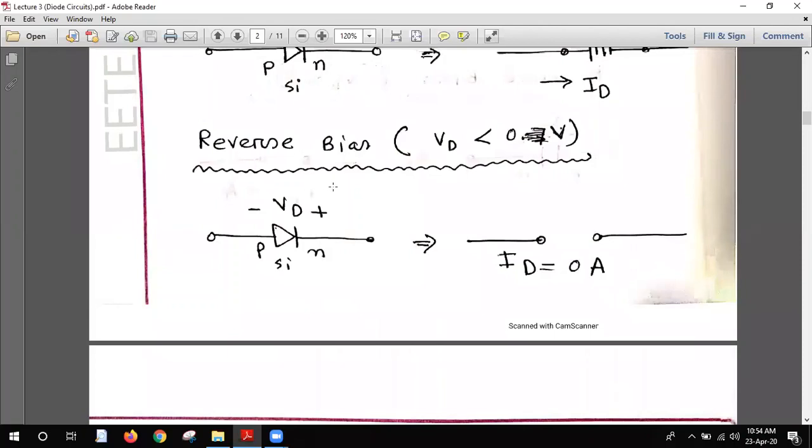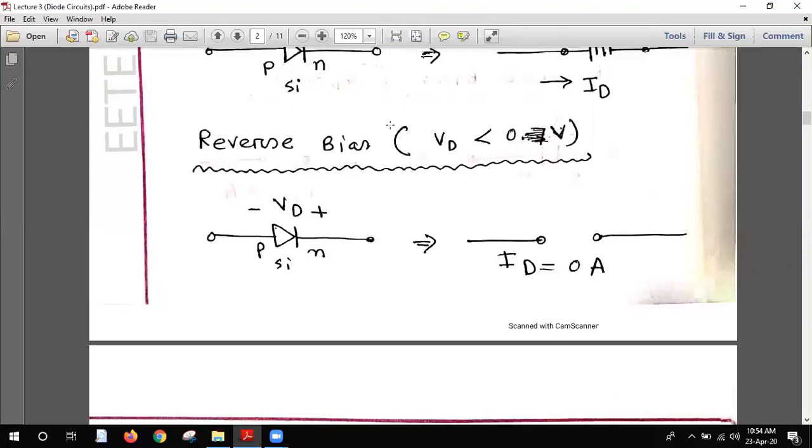But in the reverse bias condition, that means when the voltage is less than 0, negative voltage, we are talking about negative voltage. Please students, if you have not given your roll, please give your roll in the chat box, and also your feedback and questions in the chat box.